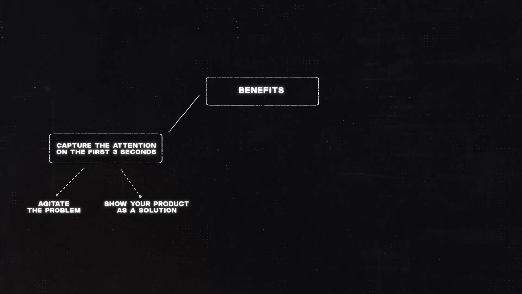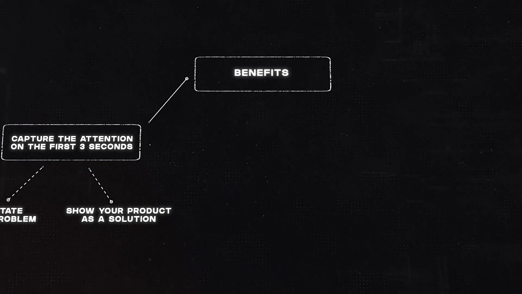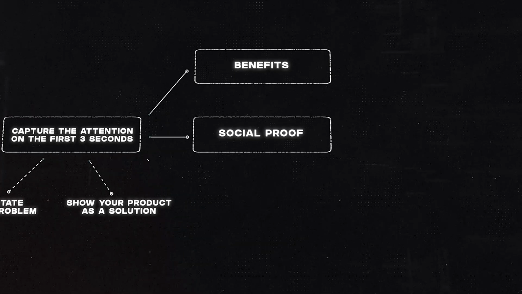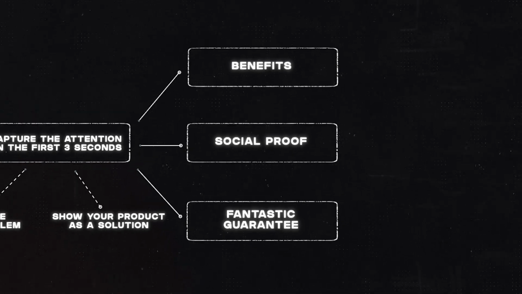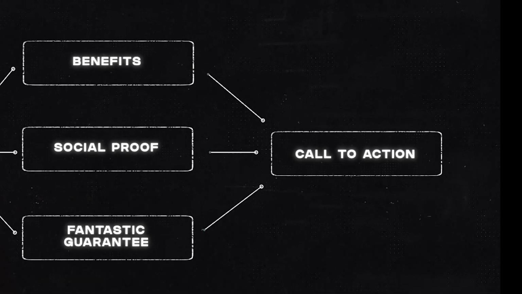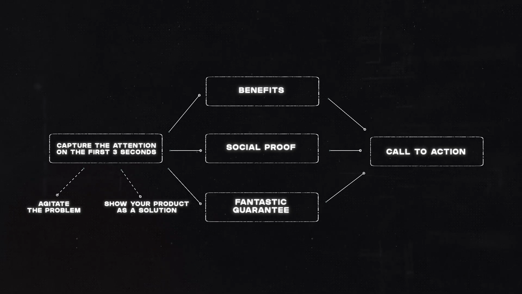From there, you want to talk about the benefits of how it's going to help their life, throw in some social proof, and then finally have a fantastic guarantee which reverses the risk. And then of course, make sure you put a call to action to get them to click. With creatives, it's all about the angles and hooks, and you can use ChatGPT to do that for you. So let me show you how.